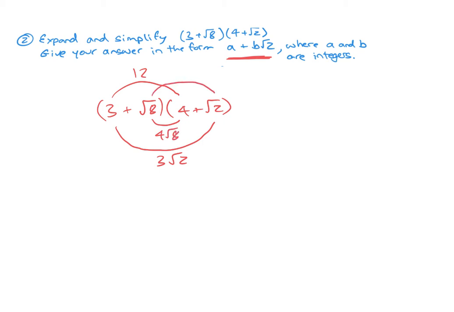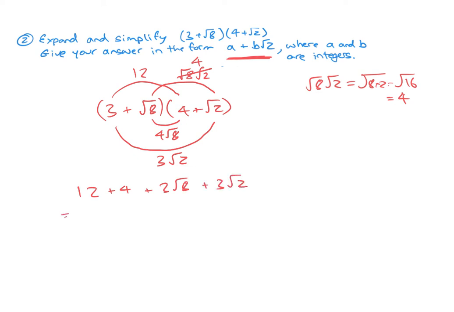And the last two terms, which looks confusing, let's just write it as it is, root 8 root 2. Now root 8 root 2, what is that equal to? Well, that's the same as the root of 8 times 2, which is equal to the root of 16, which is equal to 4. So I'm actually going to replace that with 4. So let's write down the terms that I've got. I've got 12 plus 4 plus 3 root 8 plus 3 root 2. That gives me 16 plus 3 root 8 plus 3 root 2.